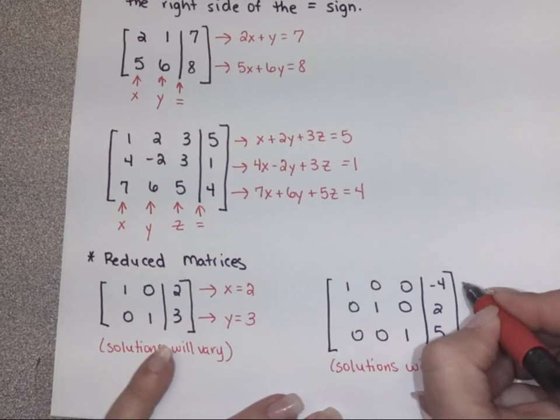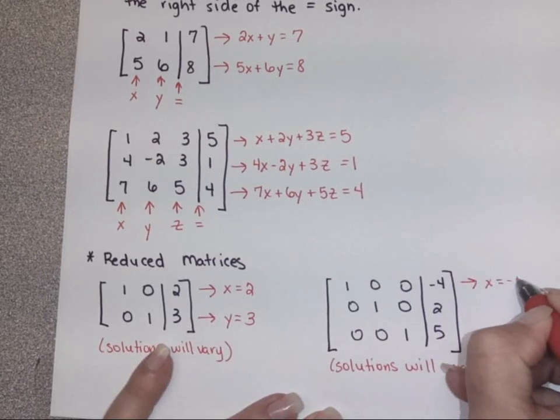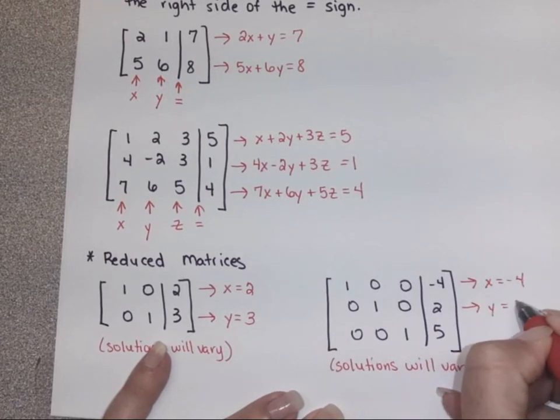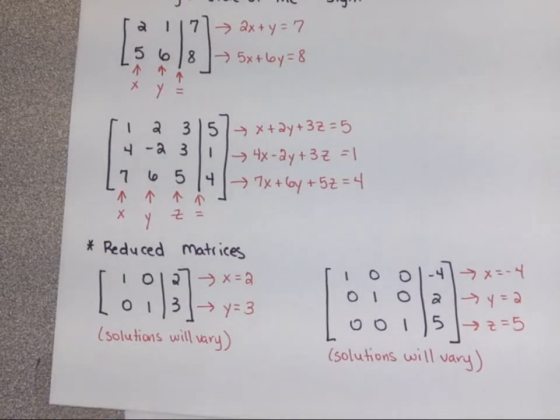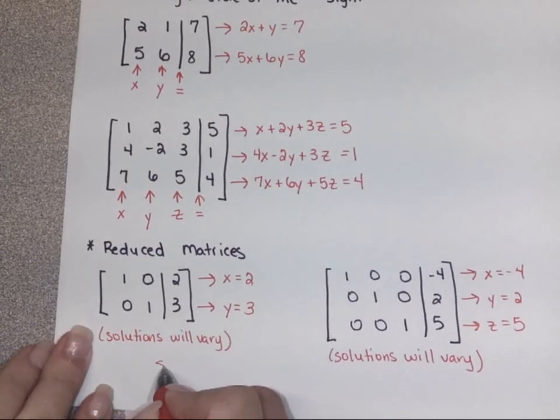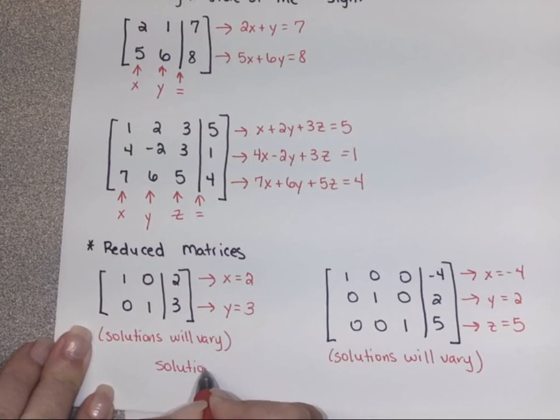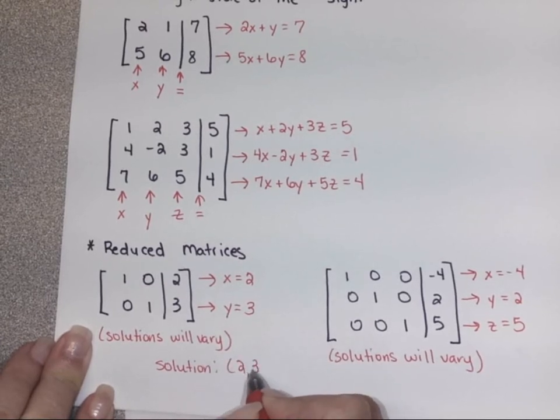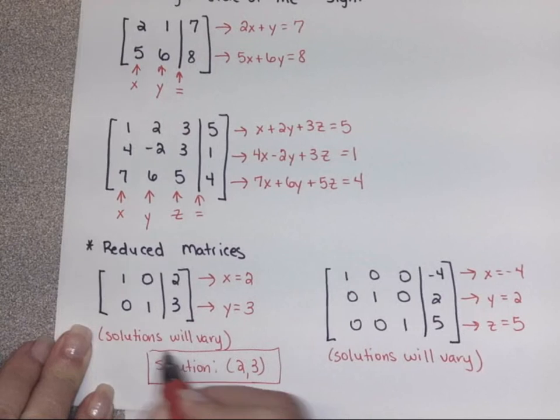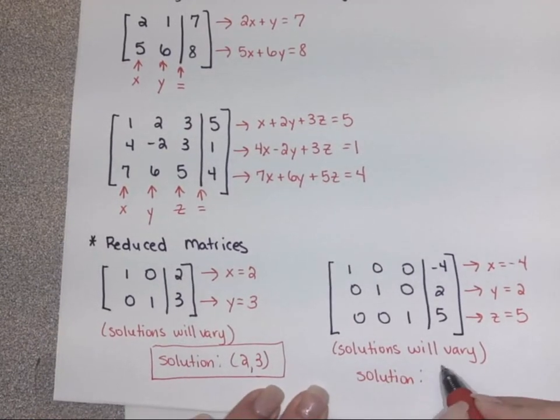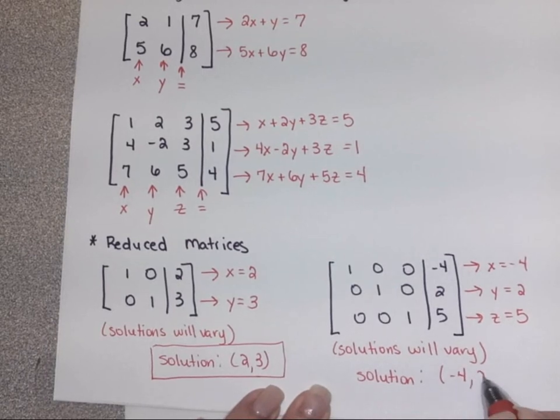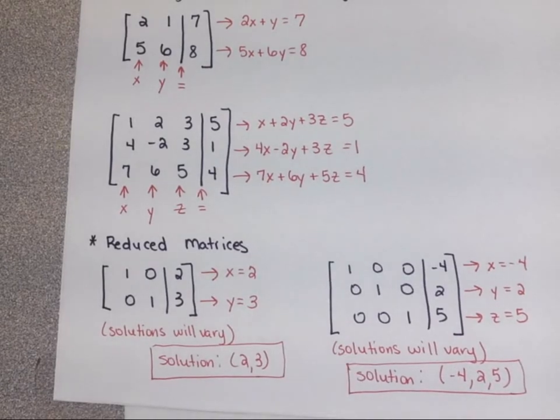What's the first row going to read as? X equals -4. Y equals 2, and what? Z equals 5, right? Okay, so in other words, here the solution is the point (2, 3). And here the solution is, I know we haven't done 3 variables, but when you have 3 variables, you write it with the parentheses around them, and you just have 3 numbers. And you go in X, Y, Z order.